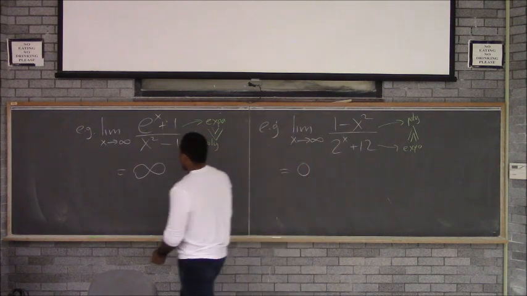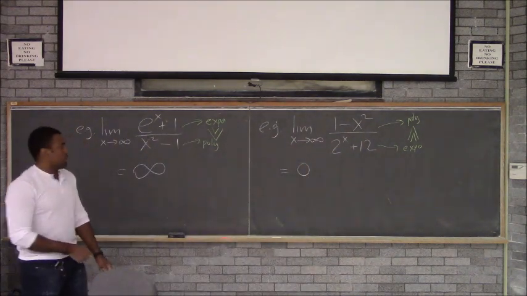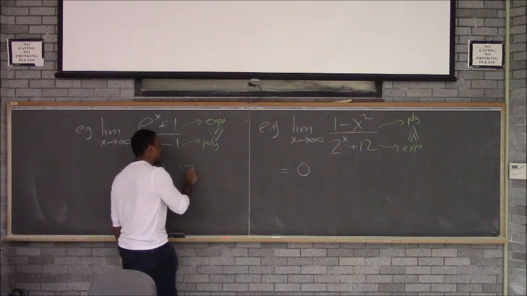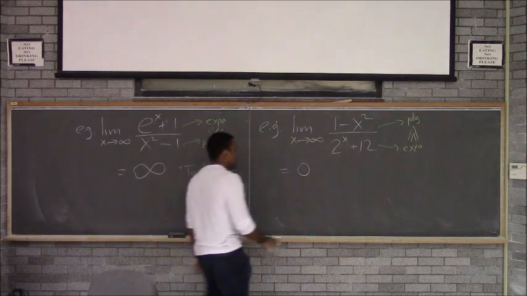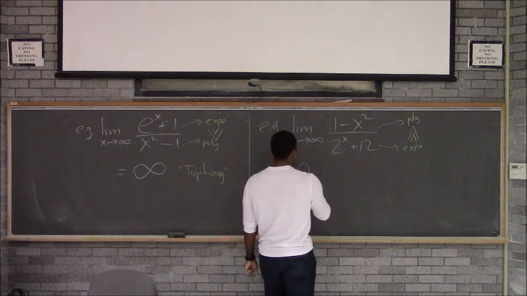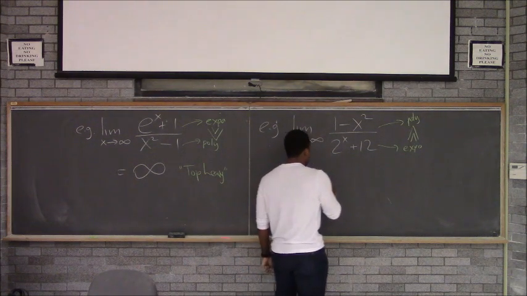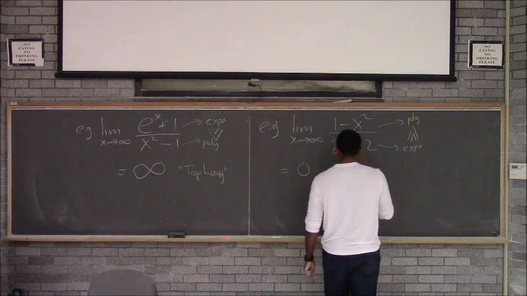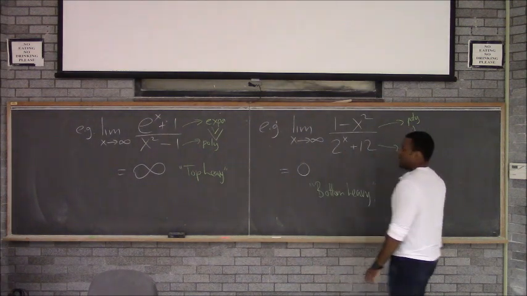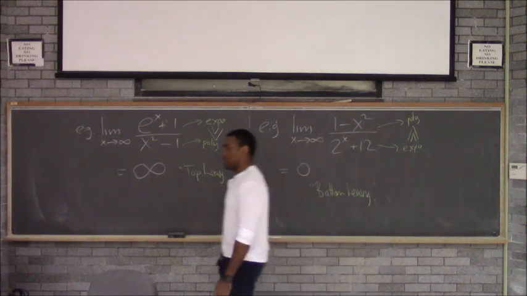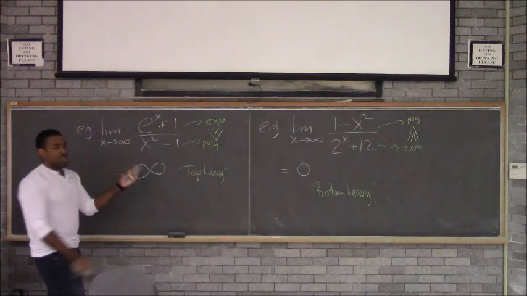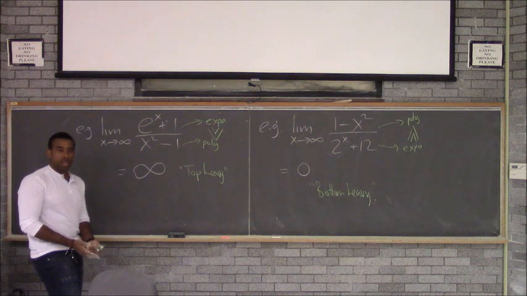Now, I'll talk about this later, but these two, I would call this one top heavy. I'm going to explain more what that means later. Whereas this one I would call bottom heavy. So bottom heavy limits go to 0, top heavy limits go to not necessarily infinity, it could be minus infinity.